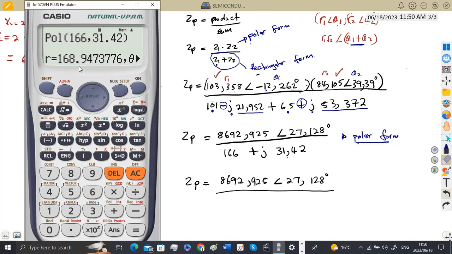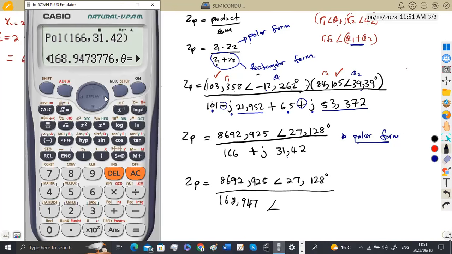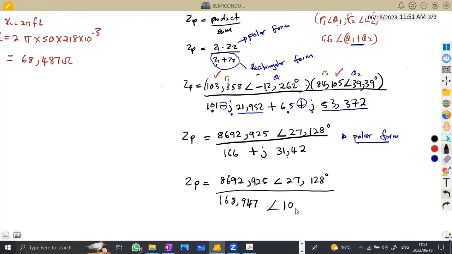Remember, we've got R in polar form, which is 168,947. Just to save after some time, that's 947, so that's 47. Angle of, we need the angle now. If you check, our angle theta is 10,7179. The 9 is going to change this 7 into 8, so that will be 10,718 degrees in this case. This is the best form for us to have in polar form.